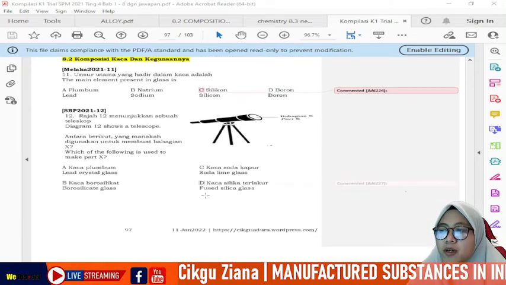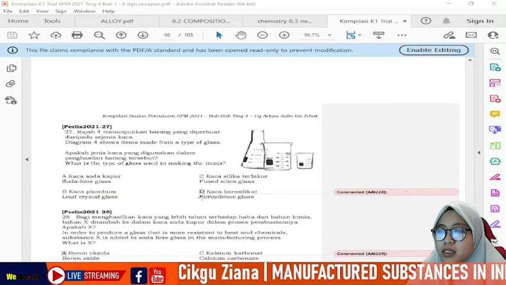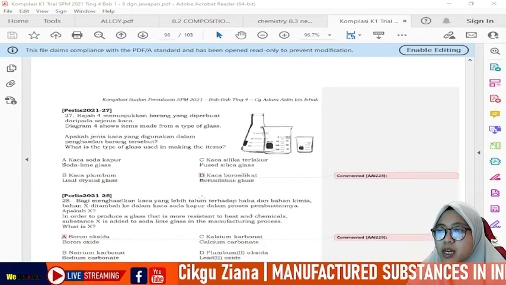Telescope. What is its glass? Amirul, the answer? Fused silica glass. Fused silica glass. Okay, next. Diagram 4 shows an item made from a type of glass. Which glass? This is a laboratory glassware.